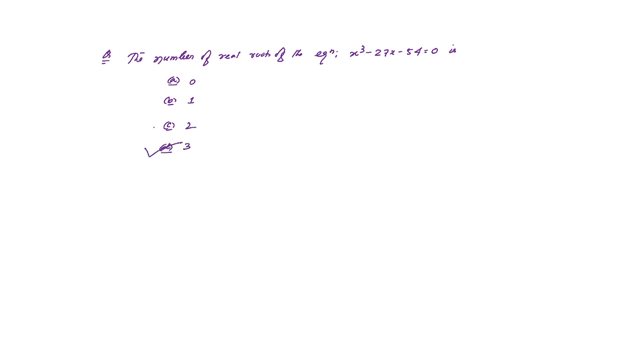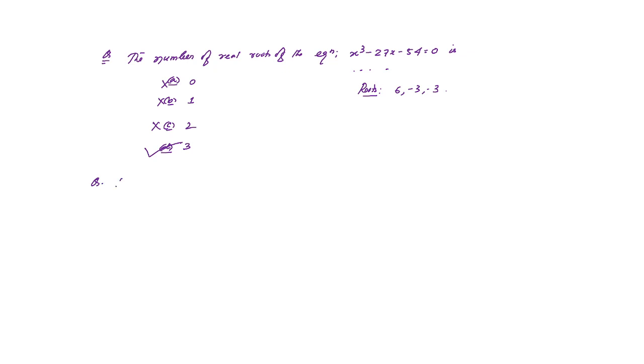And here we solved it with the help of Cardan's method. The number of roots are 3. What are the roots? Here the roots are, as you observed, 6, minus 3, minus 3. So these are the roots. So obviously here option D is correct and all other options are false.